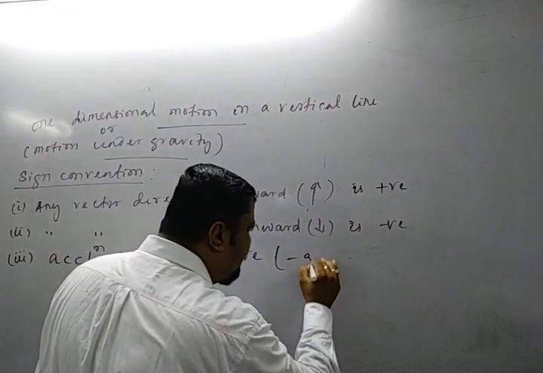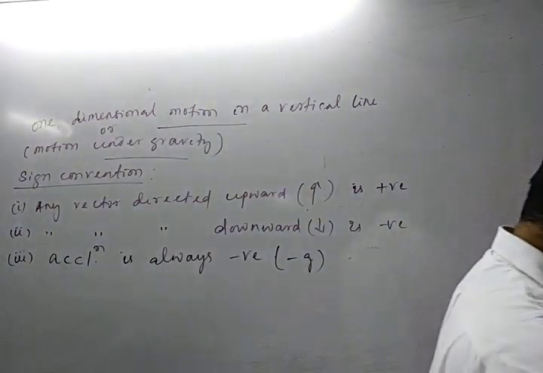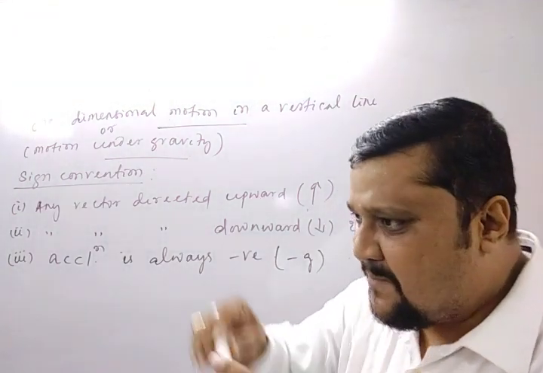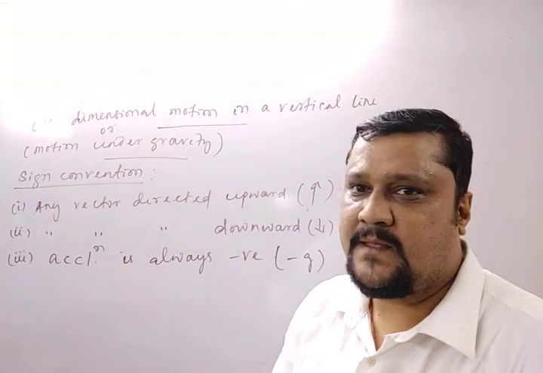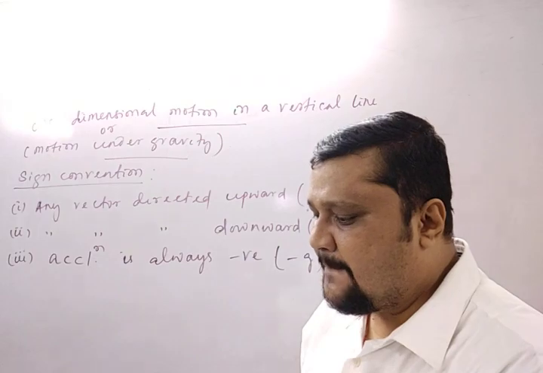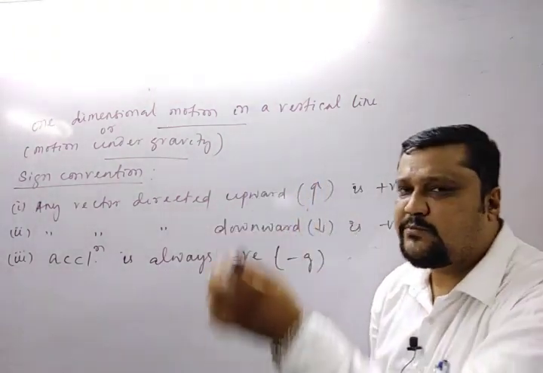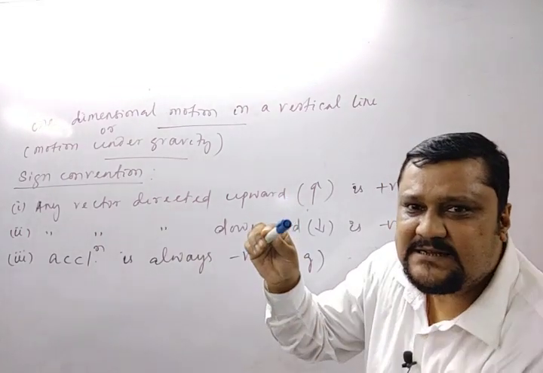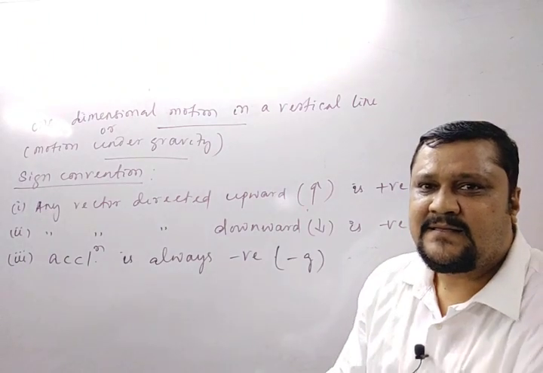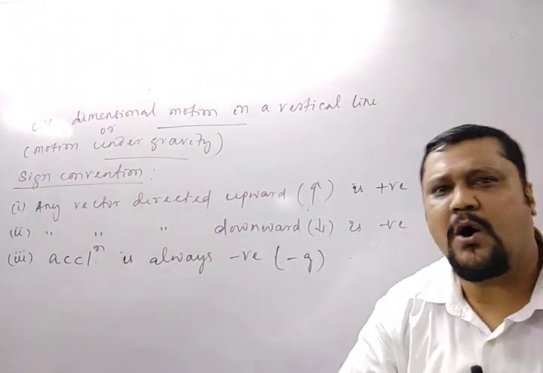Means I will put in place of a, minus g. Acceleration is negative. Why? As you know, when a body is falling freely, because of the gravitational force of attraction, the body is moving. In that case, the force is acting downward and the body is moving like this. So here, the acceleration of the body is downward. So the direction is downward, always.